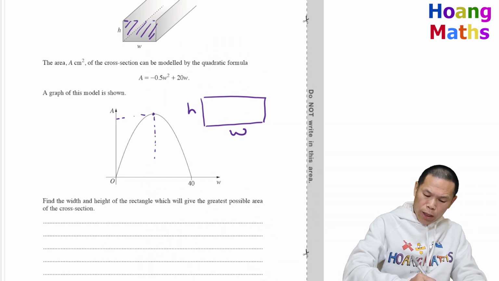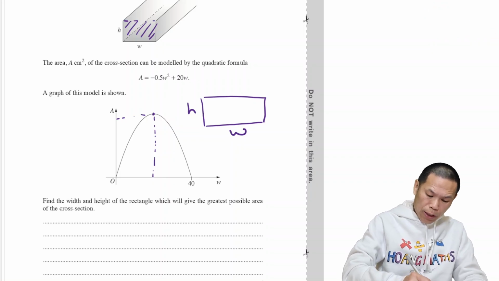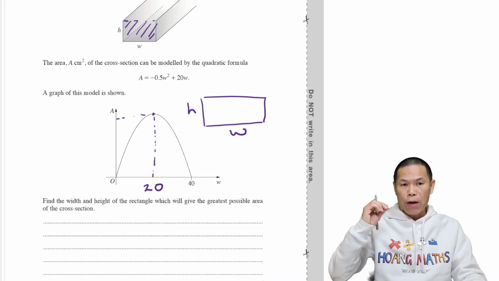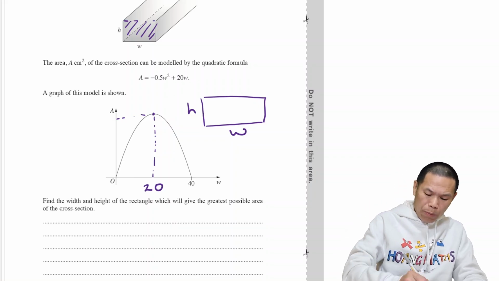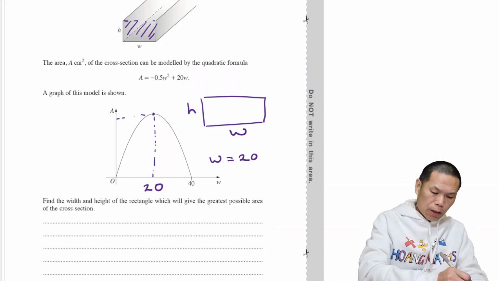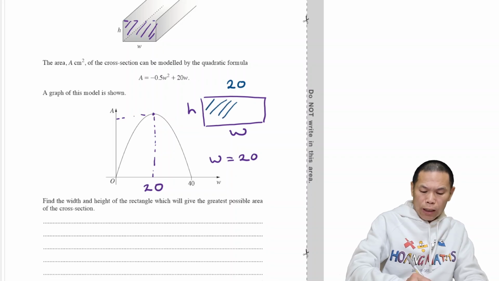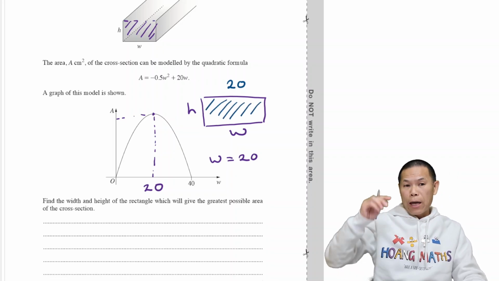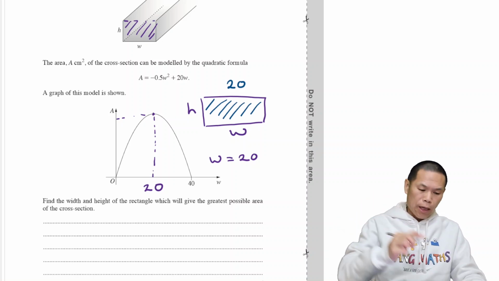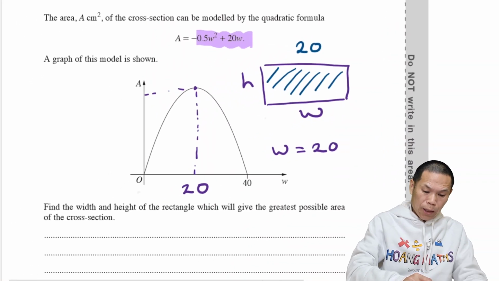And at this point, we know that it is symmetrical, so that means W is equal to 20 here. That will give the maximum area from the graph. Okay, so now we know that W is equal to 20. So that is 20 here, and we need to find the height. So that gives us the maximum area, when W is equal to 20. And the rule is this. The area is given here. Okay, keep that in mind.